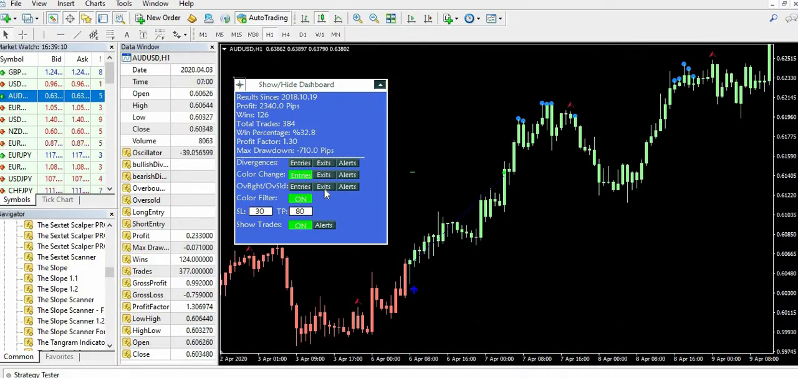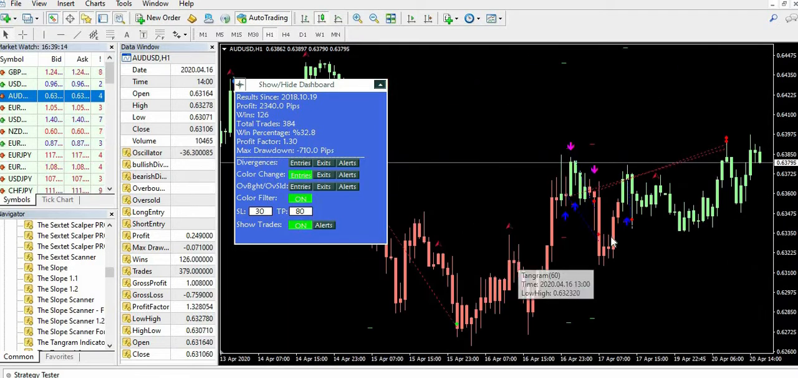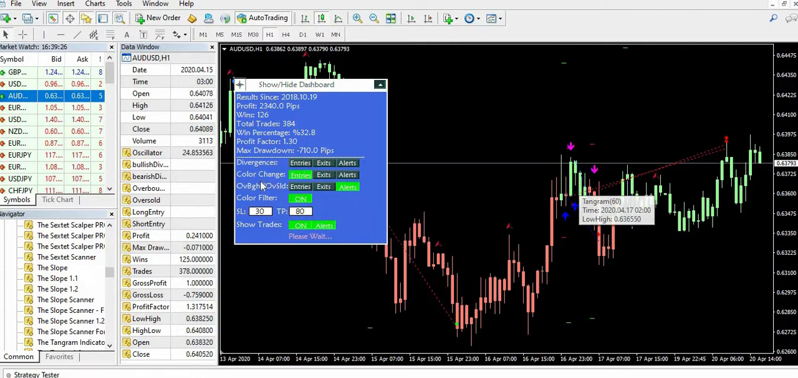Okay, so after you have your strategy, you could just wait for new signals. You could toggle this here so you could get alerted when there's a new signal. You could also have alerts whenever the price is in overbought or oversold area, alerts when the color changes, and alerts whenever there's a divergence.